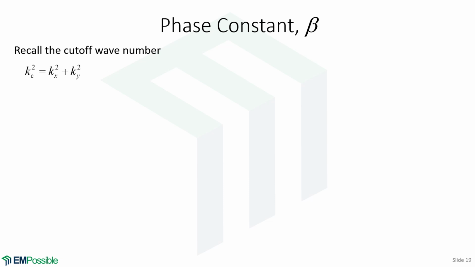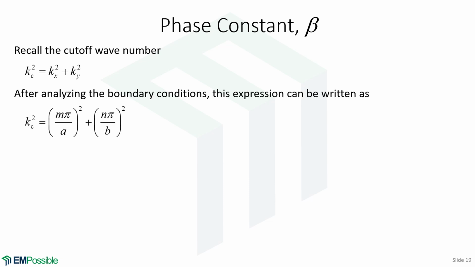Now let's think about the phase constant. Remember from separation of variables, this Kc we found had to be Kx squared plus Ky squared to make the separation of variables valid. Well, we know now that Kx is m pi over a and Ky is n pi over b, so now we have an expression for Kc squared in terms of these integers m and n and the dimensions of the waveguide a and b.